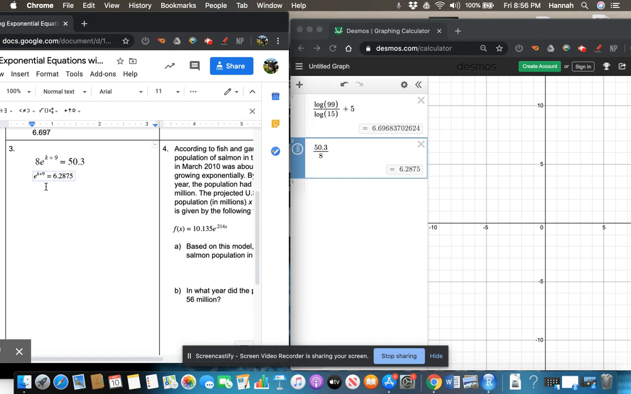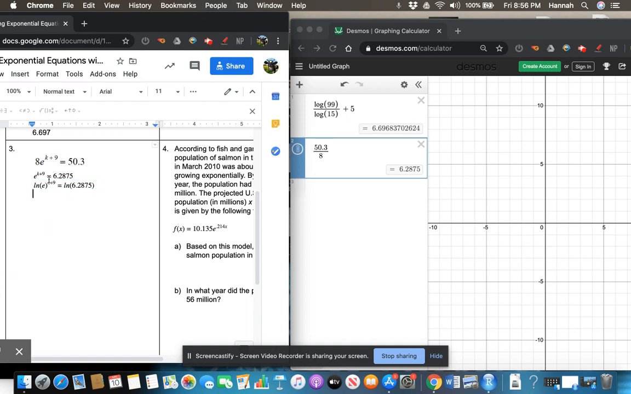So now I have e to the k plus 9 equals 6.2875. And at this point, it looks like I'm stuck because I have this exponent k plus 9 and I don't have a clue what to do with it. But remember, you can always take the log of both sides. The only thing that's different about number 3 is because I see the letter e here, I'm not going to use log, I'm going to use natural log. So when I type this in, it says natural log of e to the k plus 9 equals natural log of 6.2875.